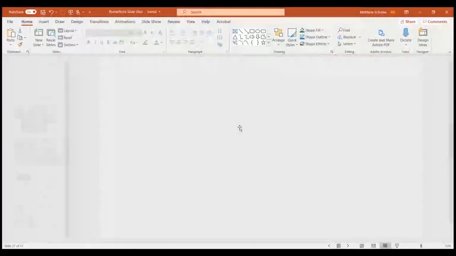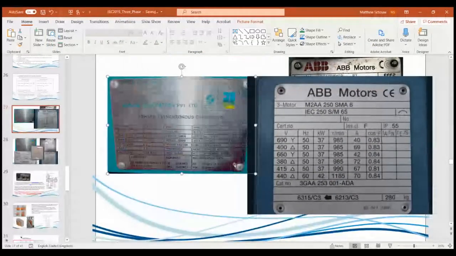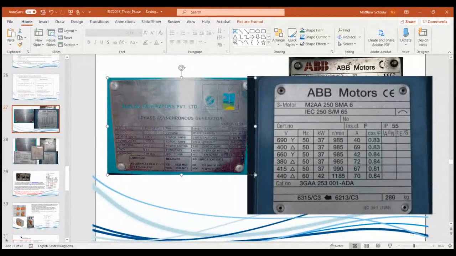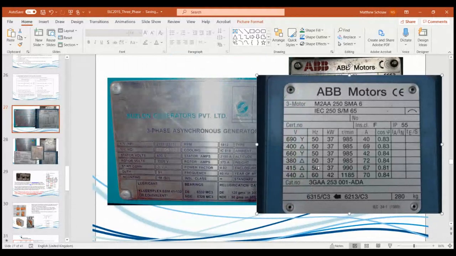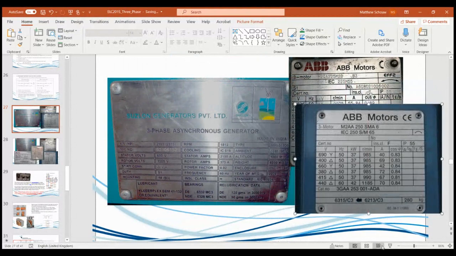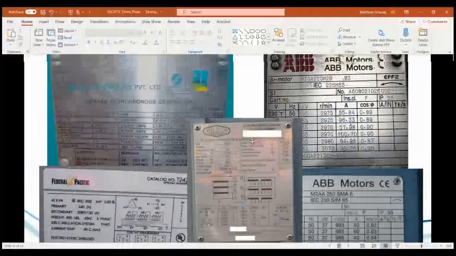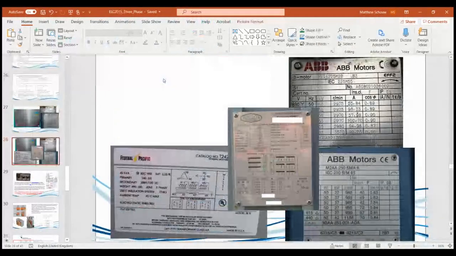It's another motor nameplate. Let's look at this asynchronous generator. Quite strange. You can even see over here we have some delta star connection, with stator and rotor volts as an example.